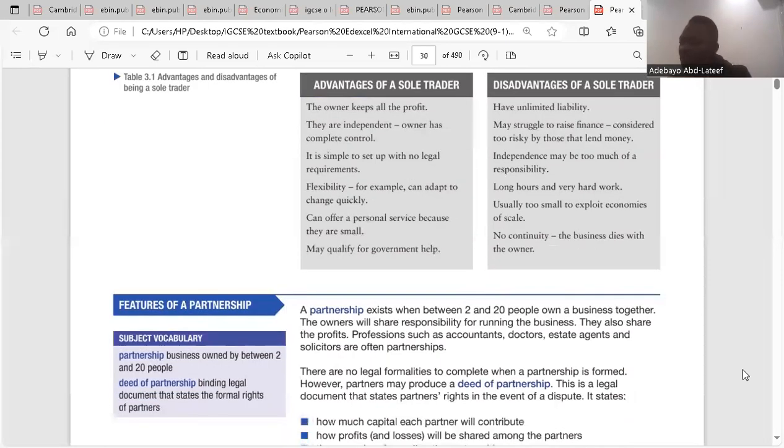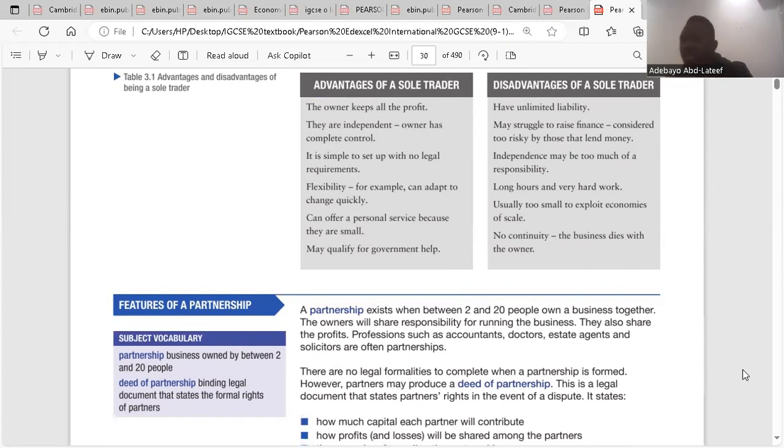So what are the problems of being a sole trader? Number one, you have unlimited liability. So whatever happens to your business, if your business is owing some creditors, they can sell your car, they can sell your house to pay off the debts. Is it clear? That's why it's unlimited liability.